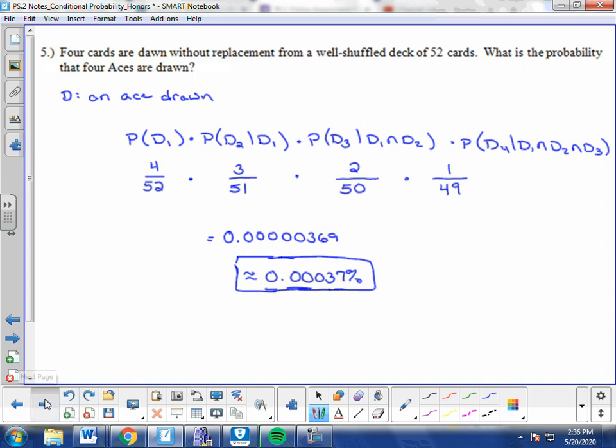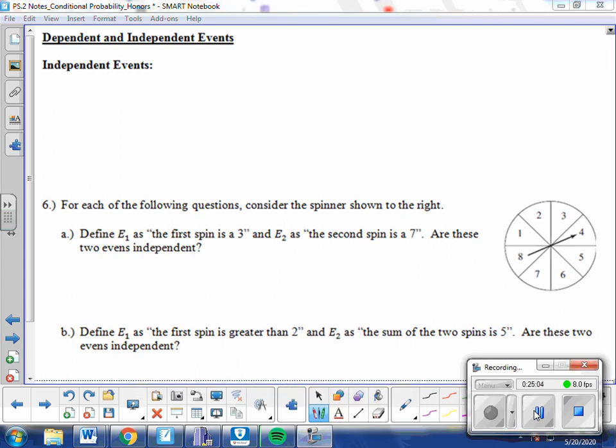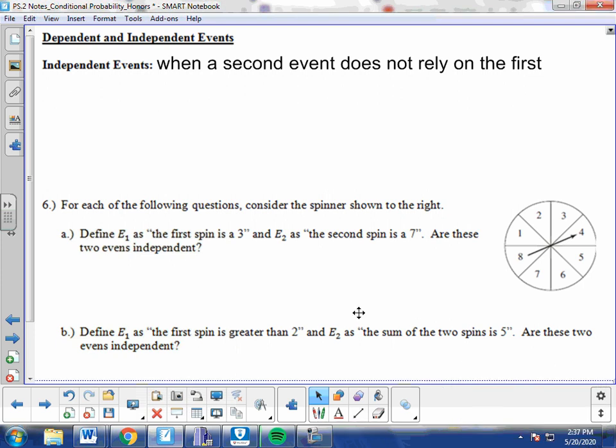Now, we also have events that don't rely on each other, and that's most of what we've been working with so far this unit. So an independent event is when a second event does not rely on the first event, or on an event that comes previous to that. So for example, let's say I'm shooting a basketball and I shoot a free throw, make or miss, and then I shoot another free throw. In reality there's the mental component, but the second shot does not rely on the first shot going in. It still could or could not potentially go in.